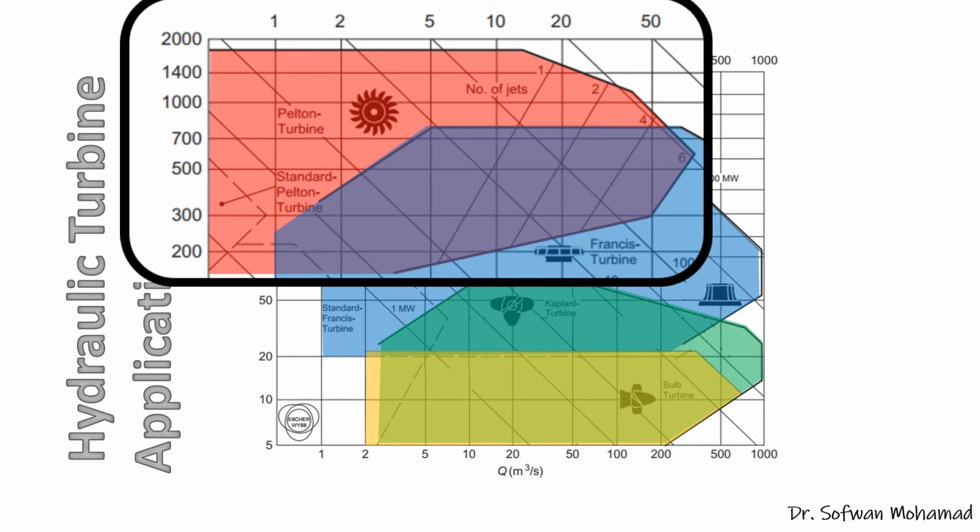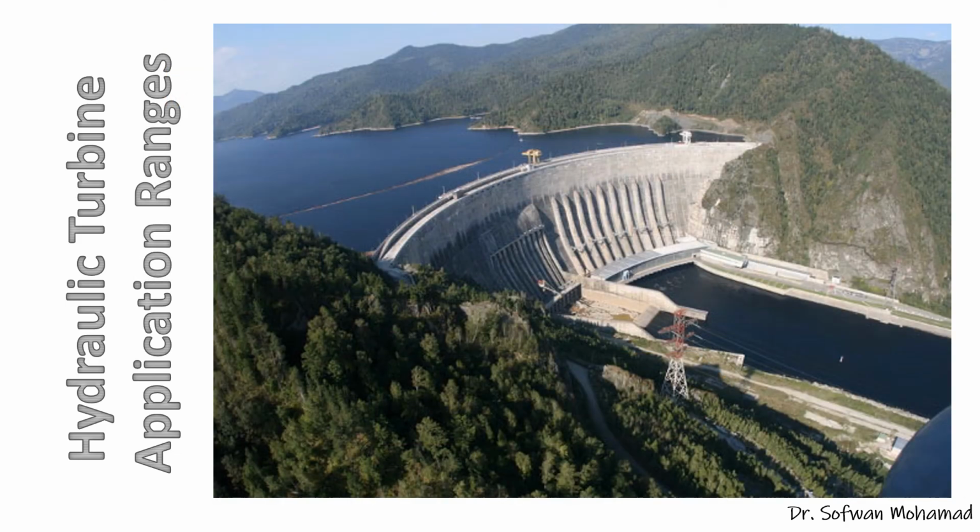This is used for high head of pressure applications. Generally, we can see Pelton turbine when we have an application of very high pressure head and low flow rate. For example, if we have a very high upper water reservoir and a very low water reservoir like this one.